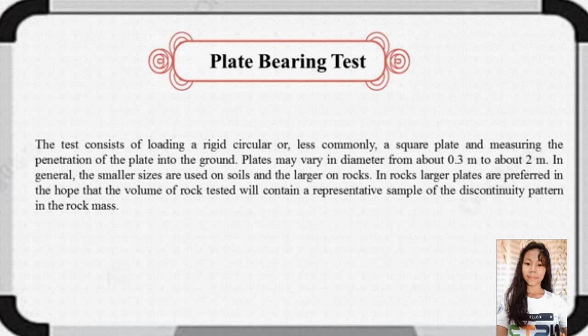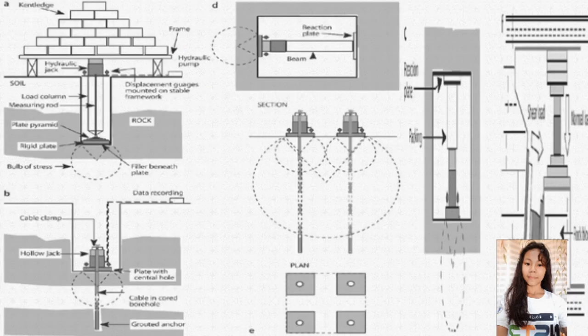In rocks, larger plates are preferred in the hope that the volume of rock tested will contain a representative sample of the discontinuity pattern in the rock mass. In the figure, the smaller size tests are often conducted at the bottom of large diameter boreholes so that the plate is connected to the surface by a load-carrying column.